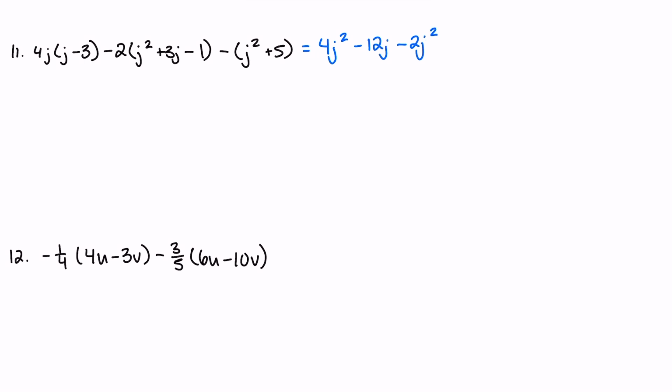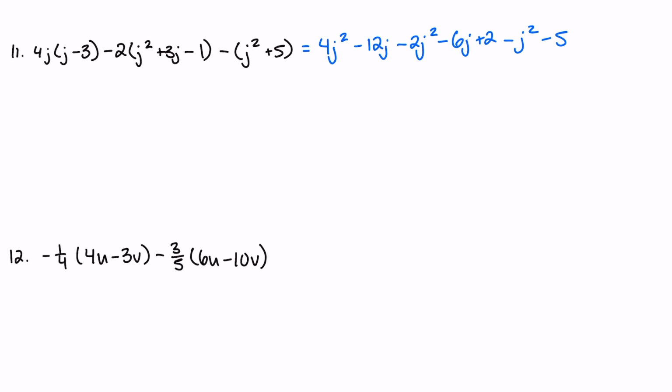-2 times +3j is going to give us -6j. And -2 times -1 is going to give us +2. Finally, this is the same thing as -1, so we'll do -1 times j squared is going to give us -j squared, and -1 times +5 gives us -5. Now we can collect like terms and simplify, and if you're having some trouble with collecting like terms, you can see my other video on collecting like terms for some more clarification.